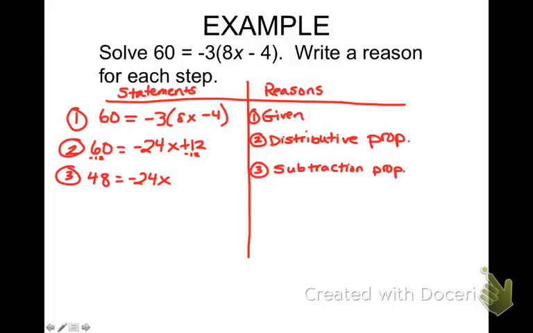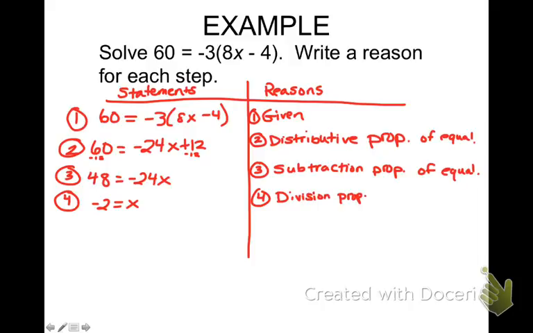So you don't have to do "of." Yeah, I guess we should. I just thought of that. Of equality. Last move, divide. So 48 divided by negative 24 is negative 2, equal to x. Division property of equality. Done and done.